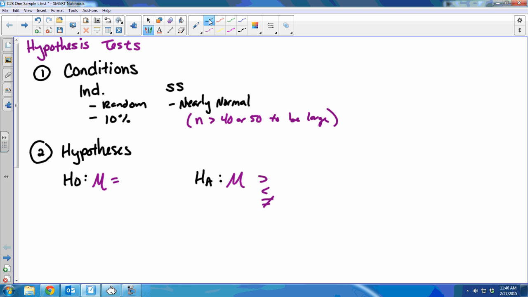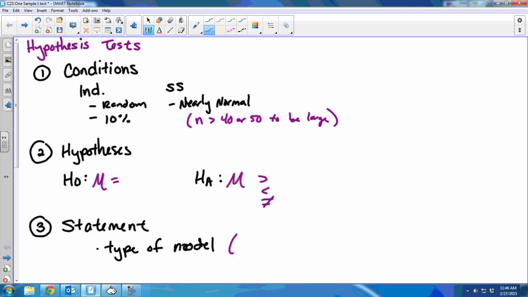After you have hypotheses and conditions, whatever order you put those in, what are you supposed to do before you do the math? You've got to give me a statement that includes the type of model, which in this case is not a normal model, a t model with some number of degrees of freedom.